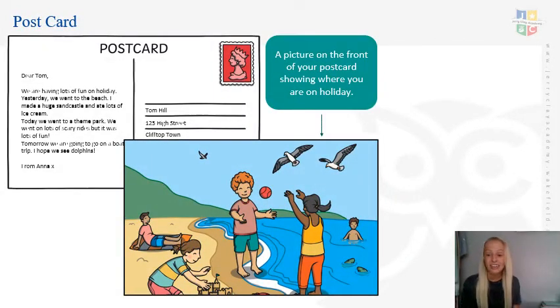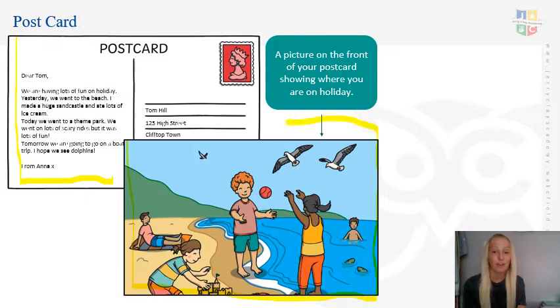So here on this side you can see that this is the back of the postcard, but on this page here is what the front of the postcard would look like. So here on this one we have a photo showing where you are on holiday, so that as much as you've got lots of description on your postcard from your writing, you've also got a photo so that your friends or family, whoever you're sending your postcard to, can see a picture of where you are on holiday.